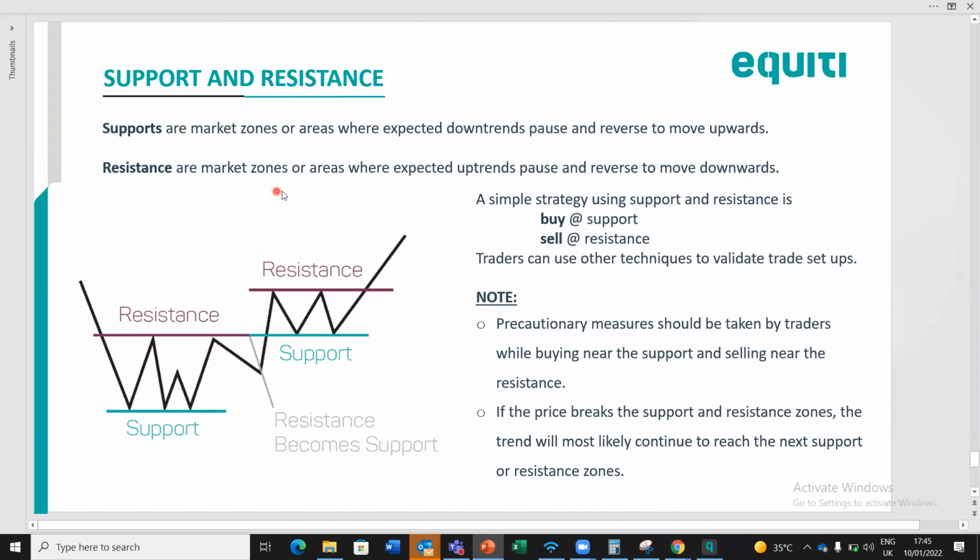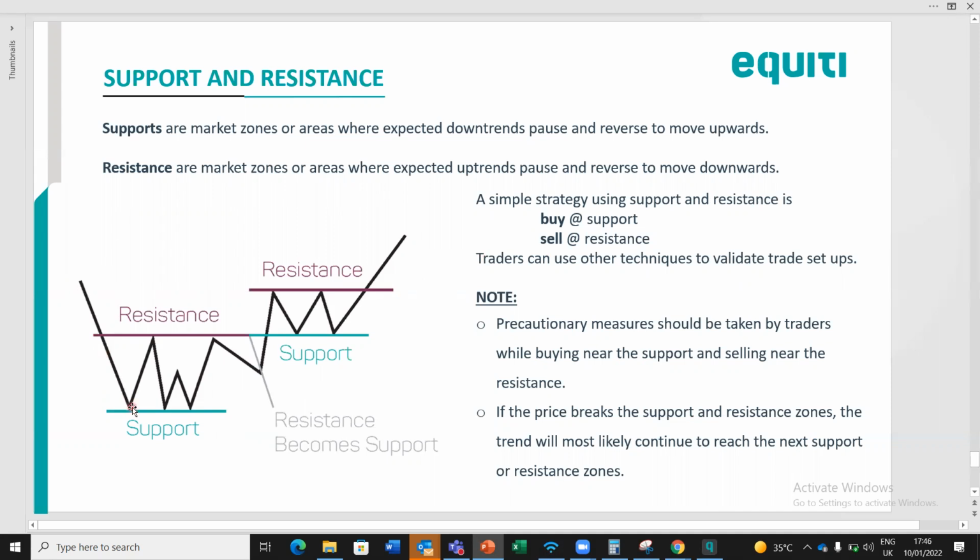While resistance are market zones or areas where expected uptrends pause and reverse to move downwards. All right, so let's quickly look at these on this chart now. We said supports are those market zones or market areas.